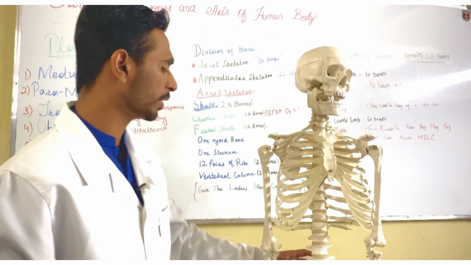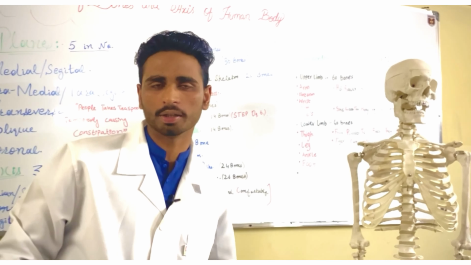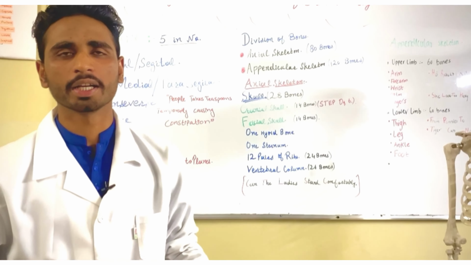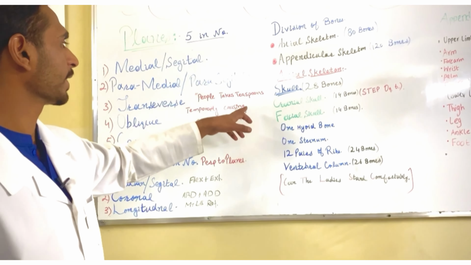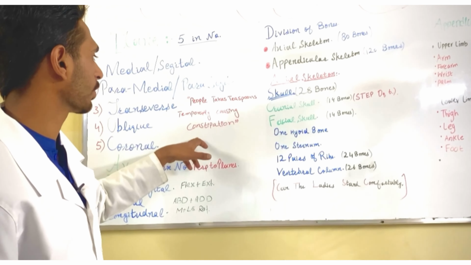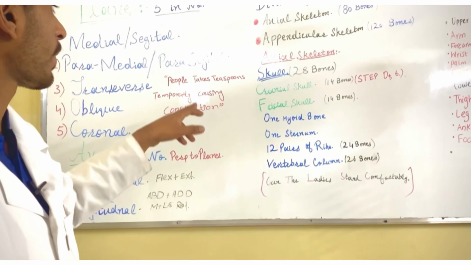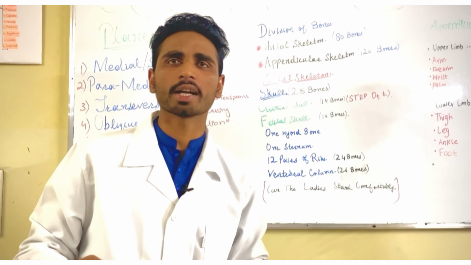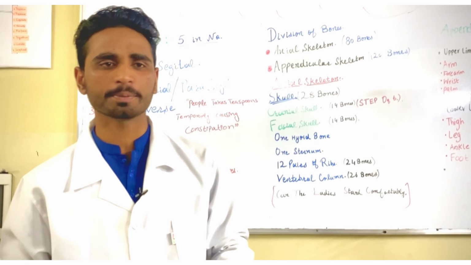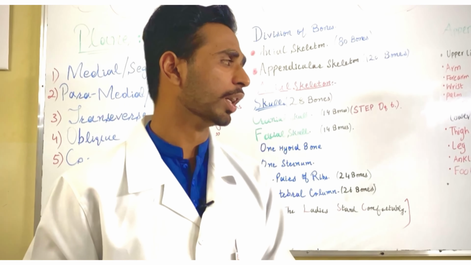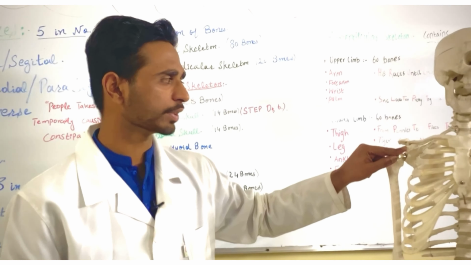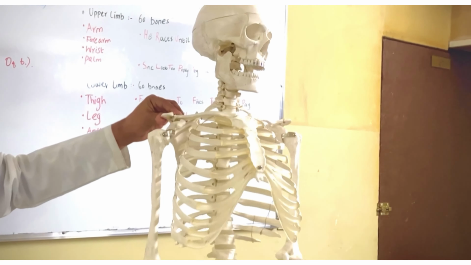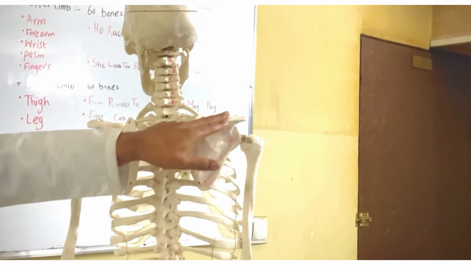Then there are some landmarks in our bones. In order to understand the landmarks, we have a mnemonic: People takes teaspoon temporarily cause constipation. P for process. There are some processes present in our bones, just like the scapula has three processes: the coracoid process, the acromion process, and on the posterior side we have the spinous process.